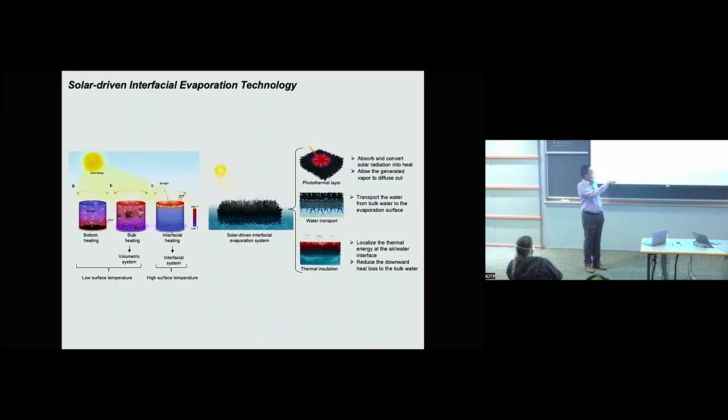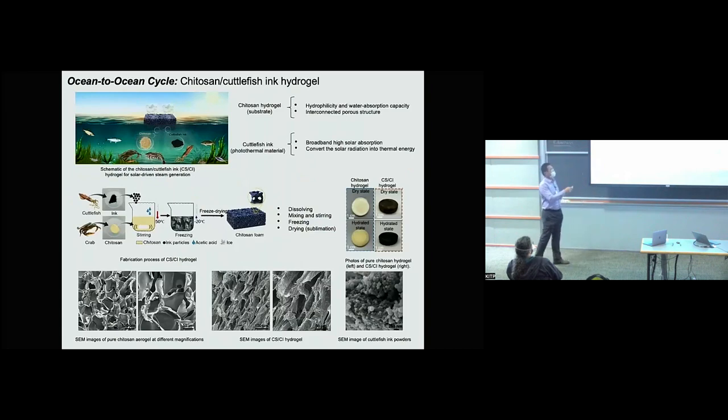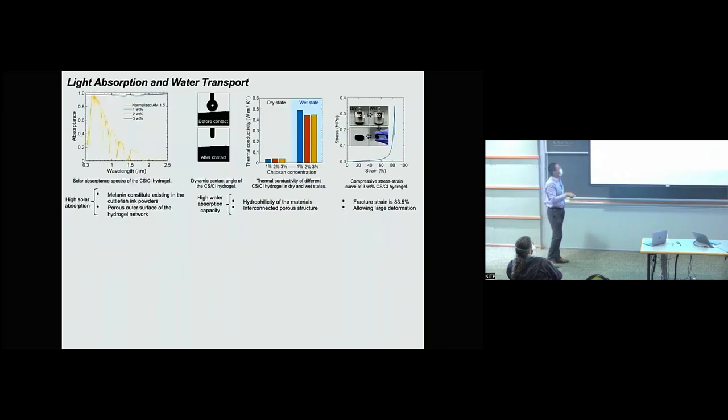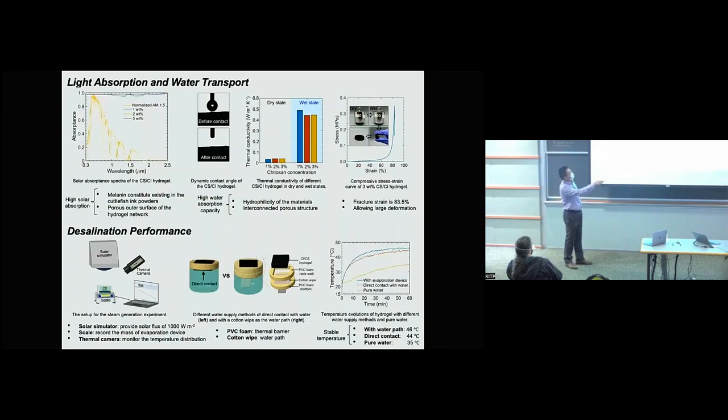Usually, people also place a thermal insulation layer at the bottom, to reduce the heat going downwards from the heated top area to the bulk water. This is our work, and I'll skip this slide, which just shows the application of the hydrogel using the cuttlefish ink and the chitosan. This is the result we have. We tested the thermal conductivity of the wet and dried forms of the hydrogel, and also the water absorbing property of the material, and it can absorb water easily. Within 3 milliseconds, water can be easily absorbed.